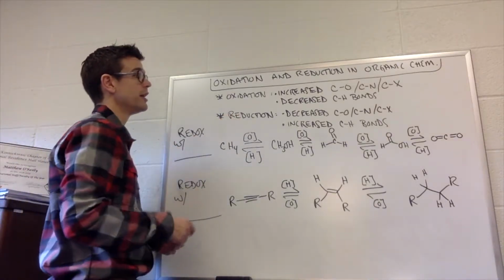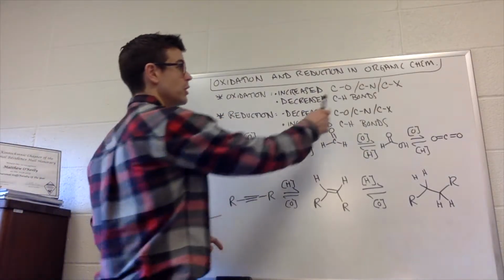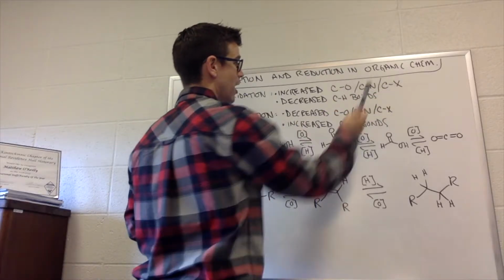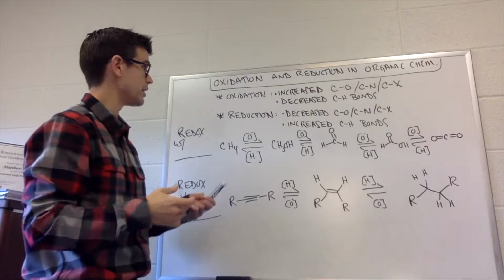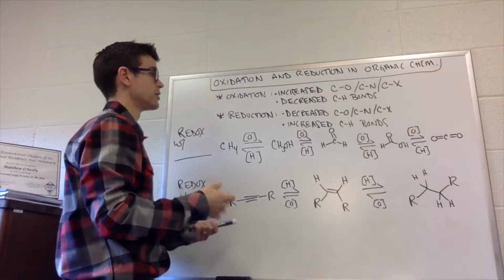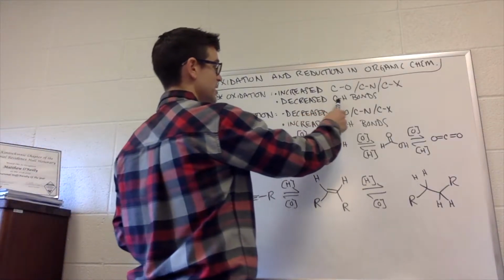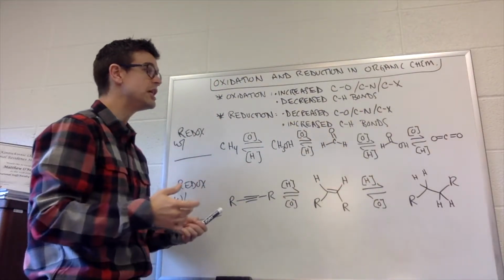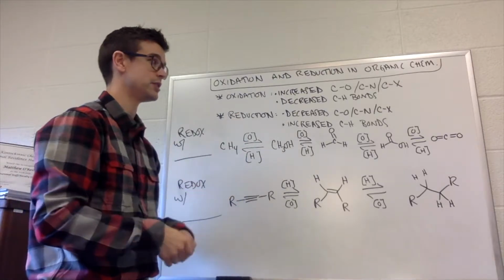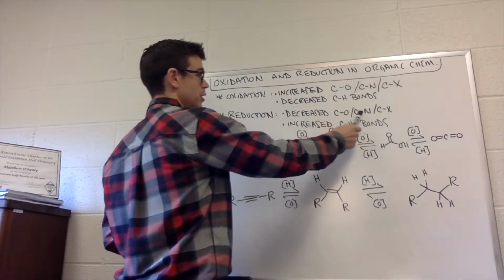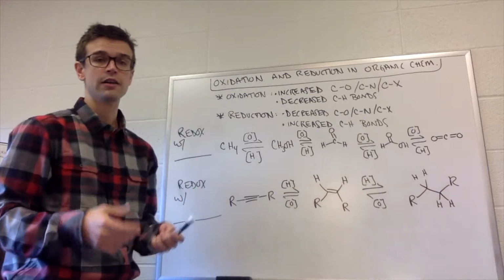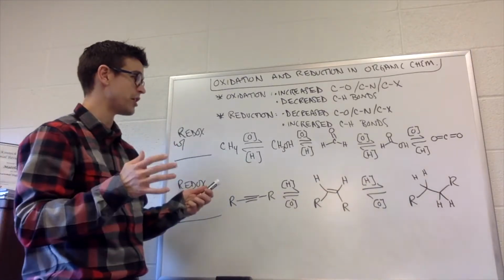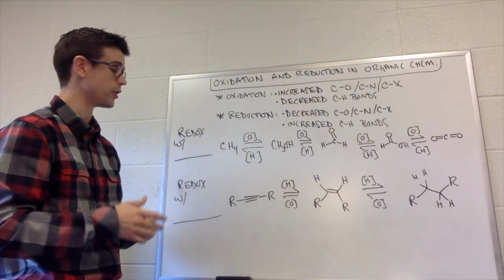So oxidation is increased bonds to increase carbon-oxygen, carbon-nitrogen, or carbon-halogen bonds. And it can also be characterized as oxidation if somehow you are decreasing the number of CH bonds. Reduction is a decreased number, so it's the exact opposite of oxidation. So now we're decreasing the number of CO, CN, or CX bonds. And in reduction, we are also increasing the number of CH bonds. So that's a general kind of overview.